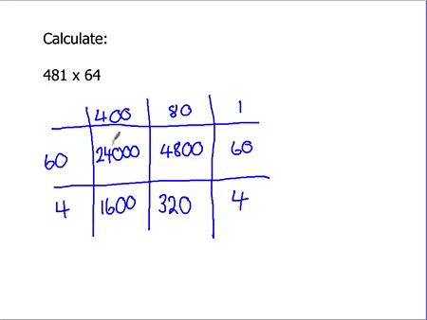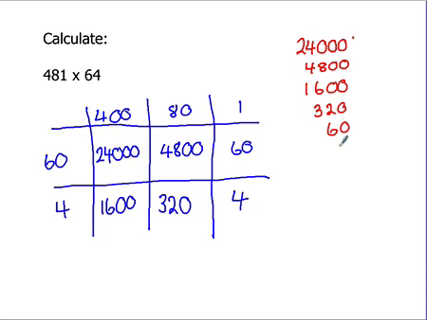You could either do this all in one with just these numbers here, or you can do 2 at a time or 3 at a time. I'm going to try and do it all in one. So make sure you line it up correctly if you're going to do this. So I've got 24,000 at the top, and then I've got 4,800, 1,600, 320, 60 and 4. Add all of that up in one column if I can.